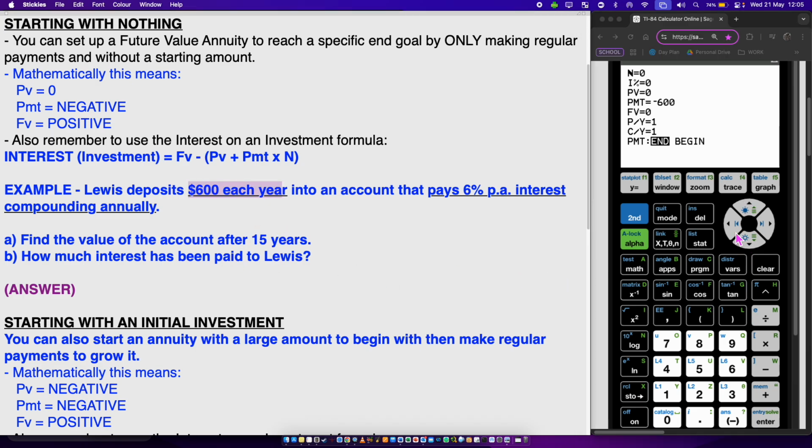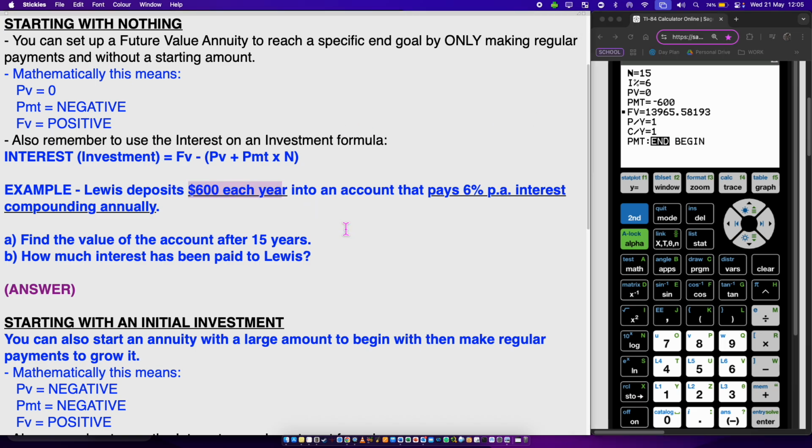Find the value of the account after 15 years, so I can go back. What's the interest rate? 6. 15 years, 15. No, not 19. 15 times by 1 is going to be 15. I've put everything here I want to know. So FV, alpha, enter. If he puts $600 in each year for 15 years, what's he going to end up with? $13,965.58.